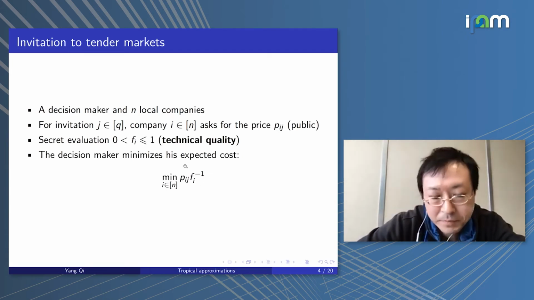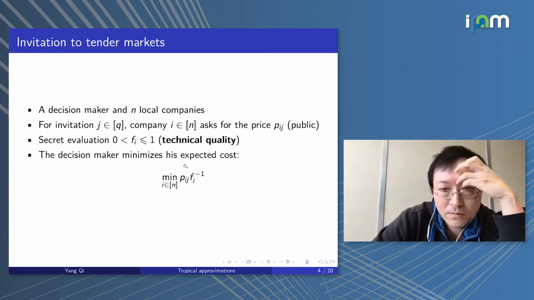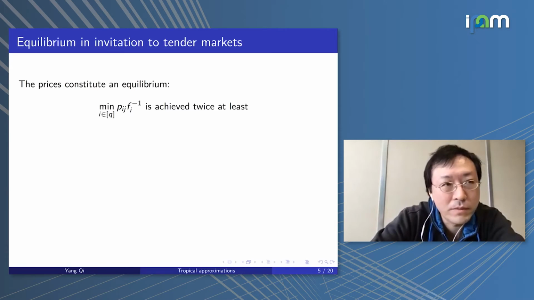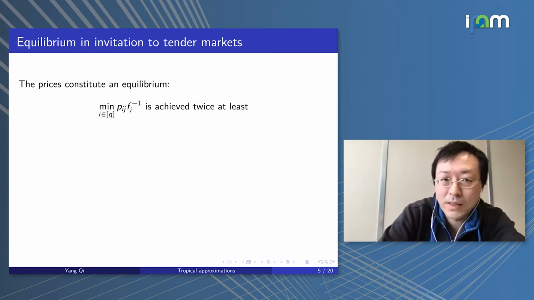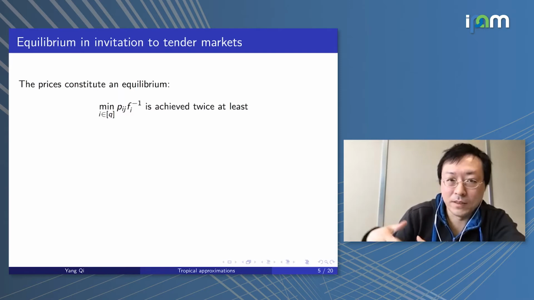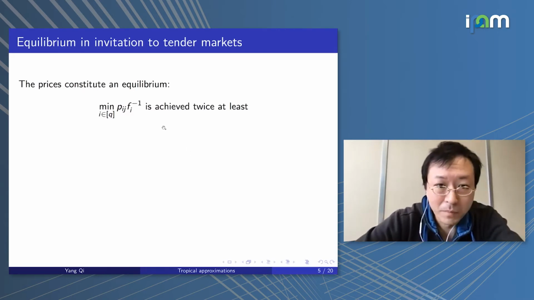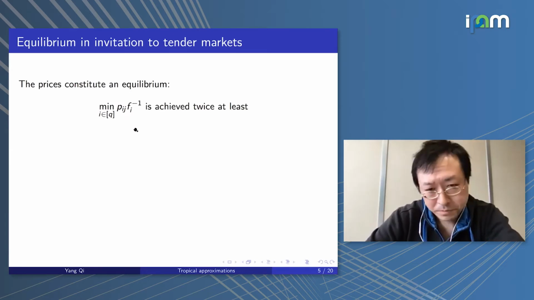In fact, after several rounds of bidding prices, or several rounds of invitation to tenders, the market of these prices will reach some equilibrium, namely the minimum of the cost will be achieved at least twice.